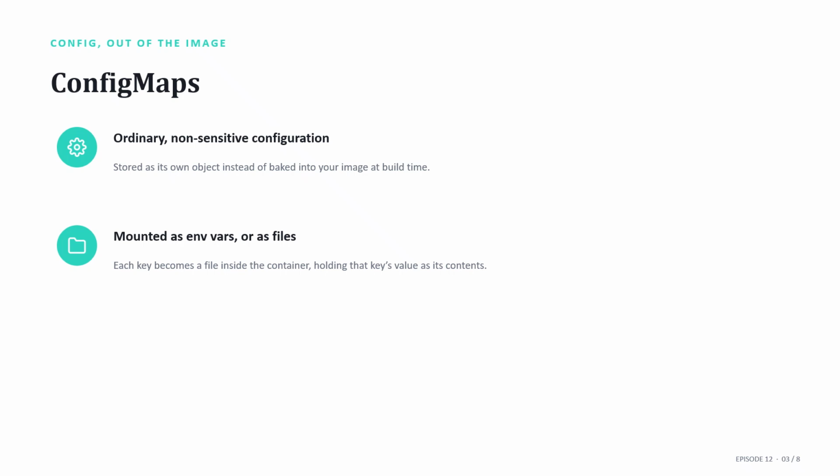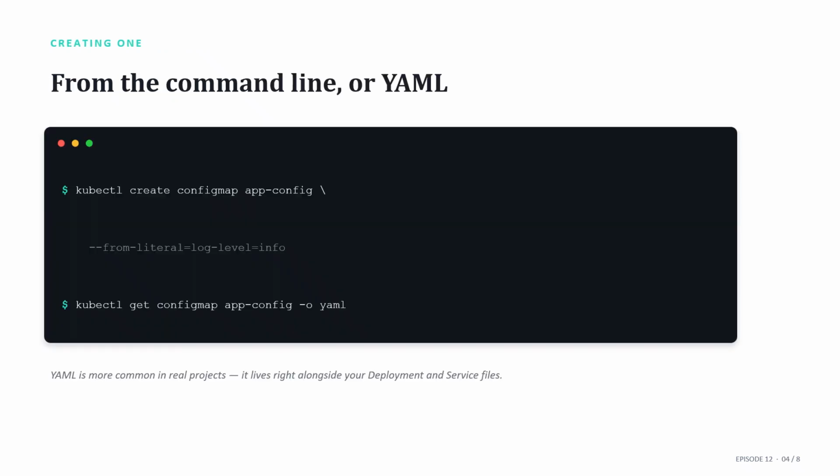A config map pulls ordinary, non-sensitive configuration out of your image entirely and stores it as its own Kubernetes object. Key value pairs your pods reference instead of hard coding. kubectl create configmap app-config --from-literal=log-level=info creates one directly from the command line. You can also define it in YAML alongside everything else, which is the more common approach in real projects.